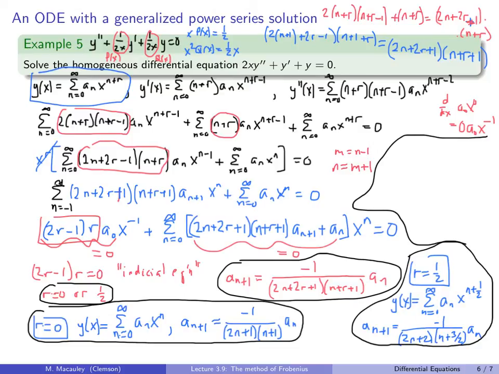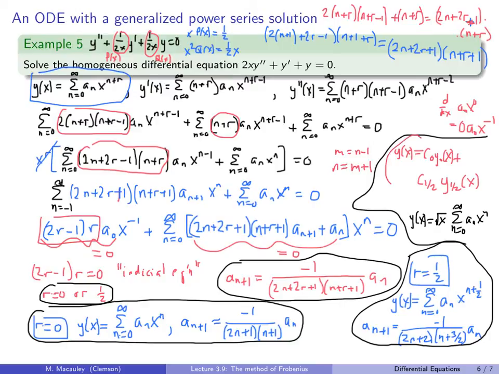This is another one. So if you wanted to, you could write your general solution, y of x, as c0 times y0 of x, say that's this power series, plus c_{1/2} times y_{1/2} of x, where that's this power series. And this second one, you can write as the square root of x times the sum from n equals 0 to infinity of a_n x^n. So you could pull the x to the minus 1/2 in front, write it like this.